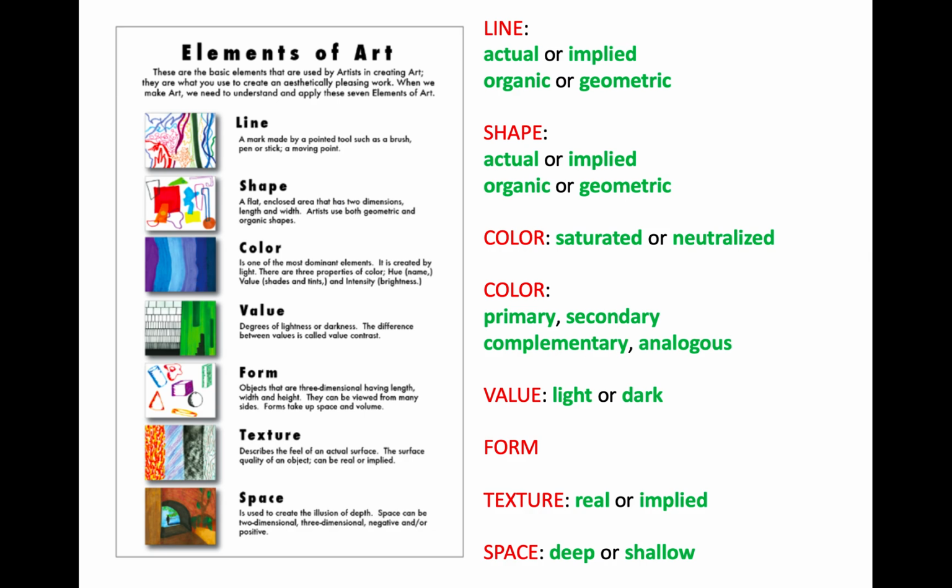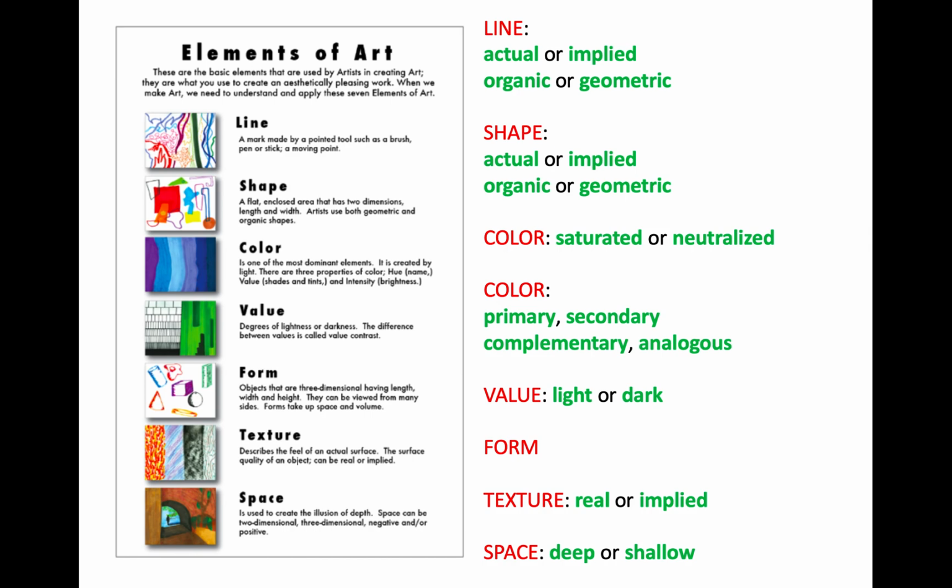So the same thing with a shape. A shape is what you make with a line, and it can be closed or open. But a shape is also actual or implied. So we defined actual. It exists. It's a mark. All right. That has been made.